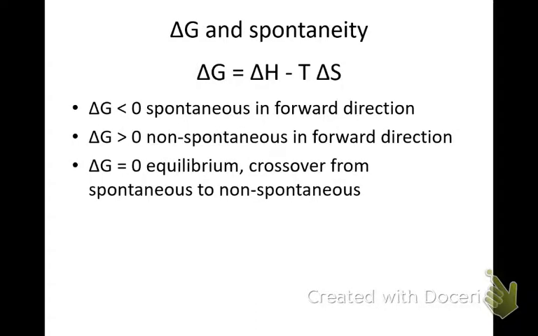So like we said before, a negative delta G means spontaneous in the forward direction. A positive delta G means non-spontaneous in the forward direction, and delta G equals 0 means equilibrium, or we're crossing over at that temperature between spontaneous and not spontaneous. You've noticed that we've dropped the subscripts of system. You can now assume that if it doesn't specify, it's about the system.